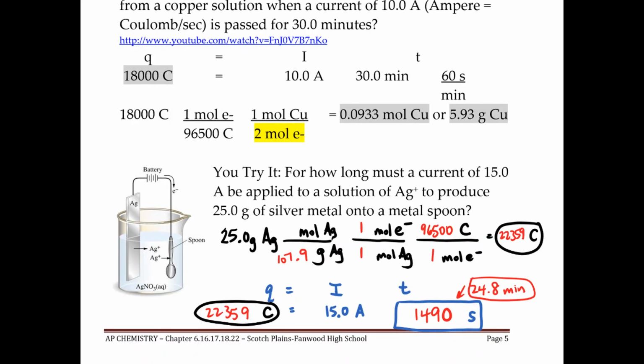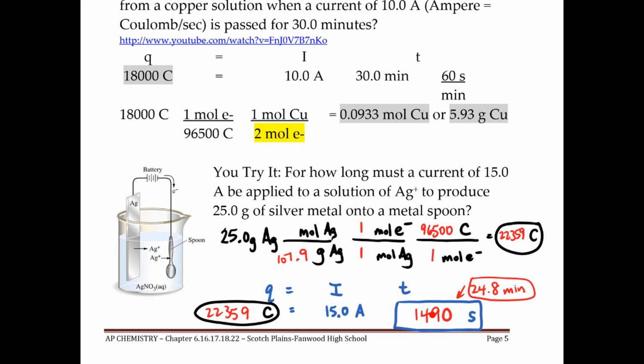Okay, here's the answer. Hopefully you got it right. You started with your conversion. You converted grams of silver into moles. Now there's only 1 mole of electrons for every mole of silver because it's +1. And then coulombs from moles of electrons gives you this many coulombs. You take that into Q, and you know the current is 15 amps.